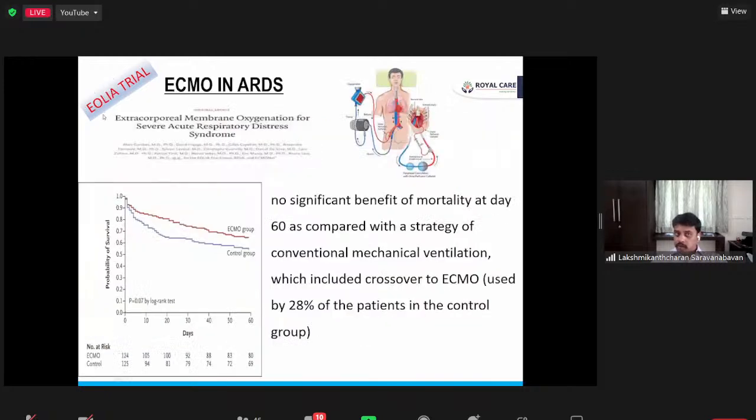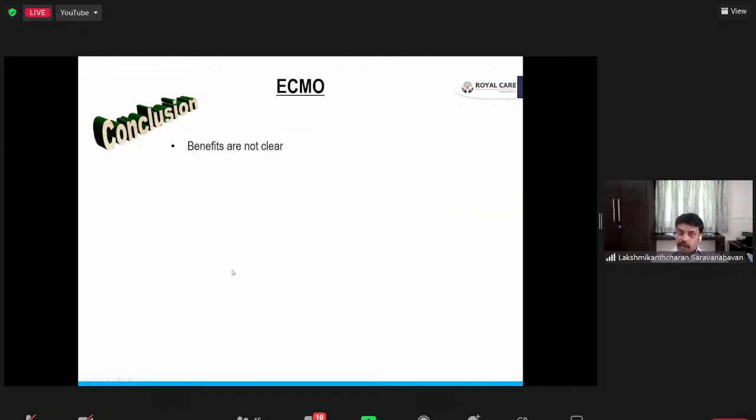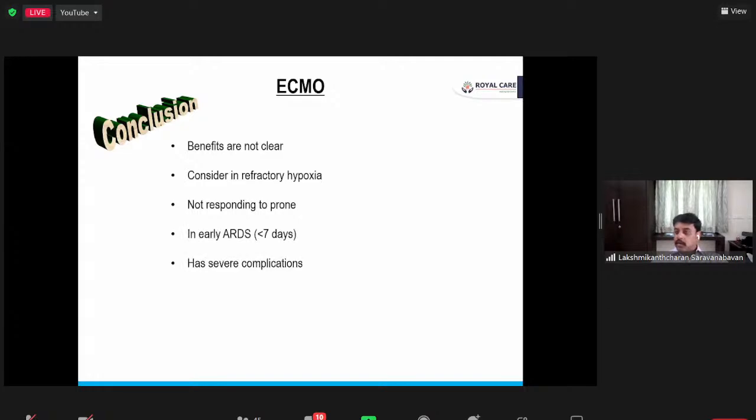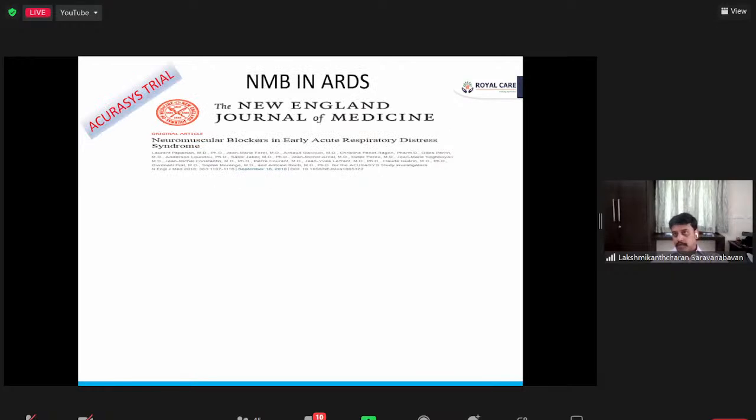So then came the most important study, the EOLIA study. This was a more properly done study, and all the patients in the ECMO group had ECMO, and this didn't show a significant improvement in mortality. And at the end of the study, it was clearly shown that ECMO has benefits which are not clear. It can be considered in refractory hypoxia, not responding to prone ventilation in early ARDS, and has severe complications. It needs expertise to use it.